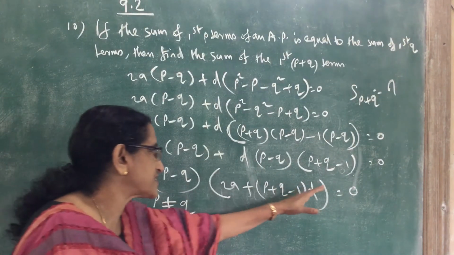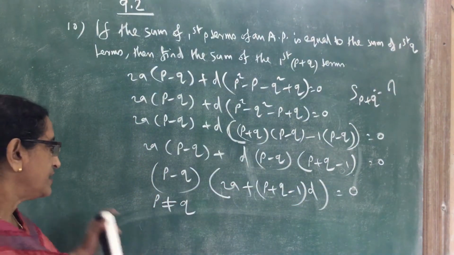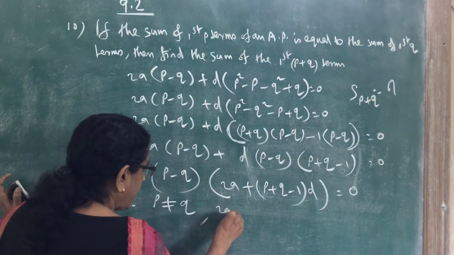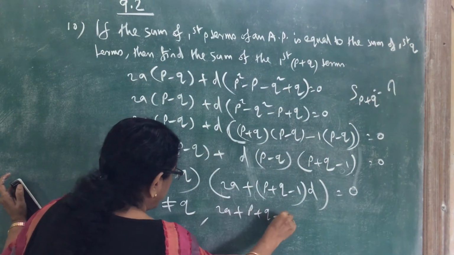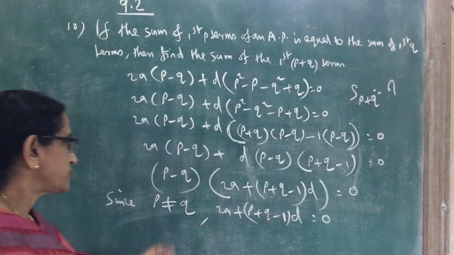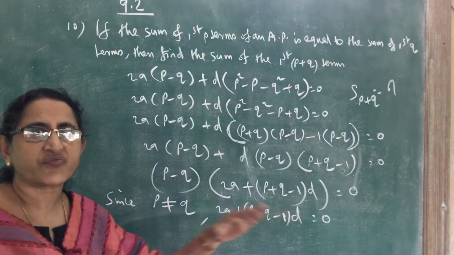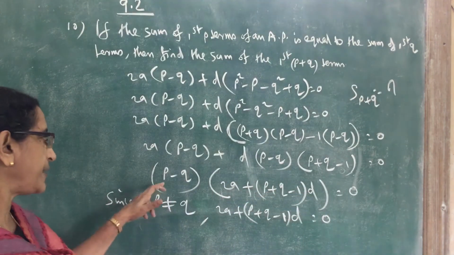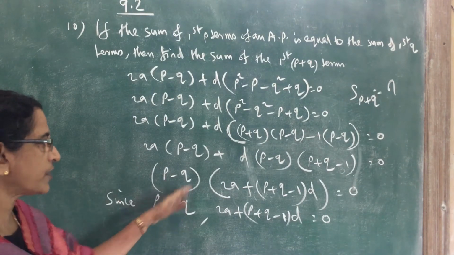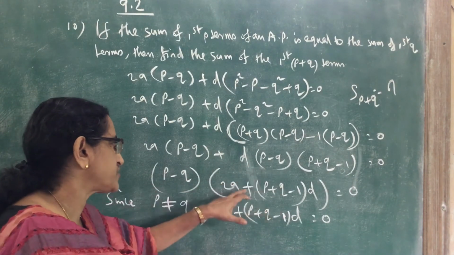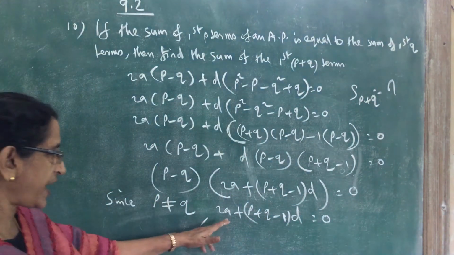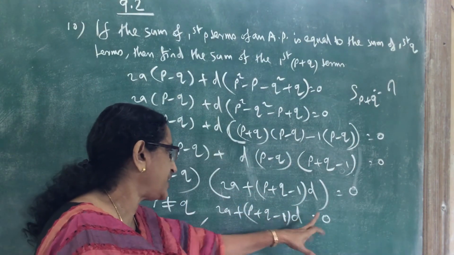Therefore the other factor should be 0. So since p is not equal to q, 2a plus p plus q minus 1 into d equal to 0. The product of two numbers being 0 means one of them should be 0, but p minus q is not equal to 0 since p is not equal to q. Therefore this factor will be 0. That is, 2a plus p plus q minus 1 into d equal to 0.